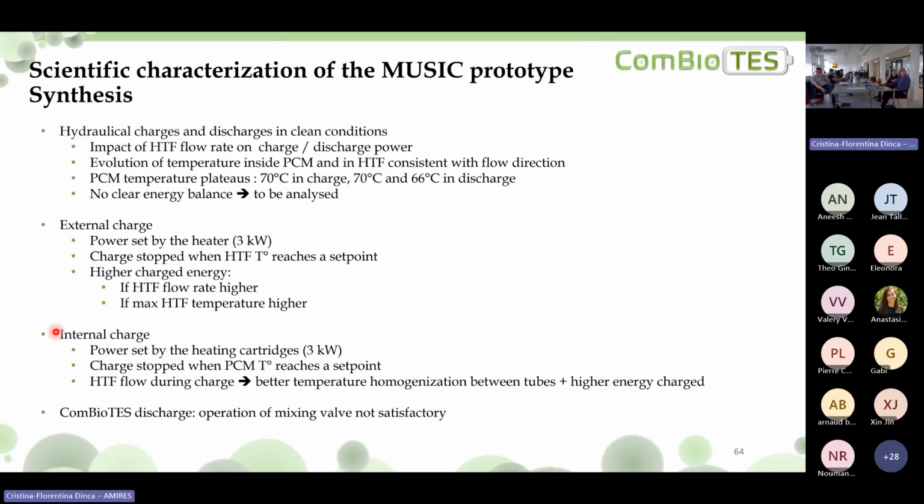For the internal charge, we showed that if there is a forced flow of heat transfer fluid during the charge, the temperature homogenization is better between the two bundles, and the energy that is possible to charge is higher. And in discharge, in the ComBioTES mode, we showed that the operation of the mixing valve is not satisfactory.